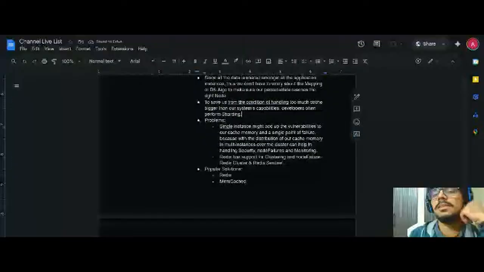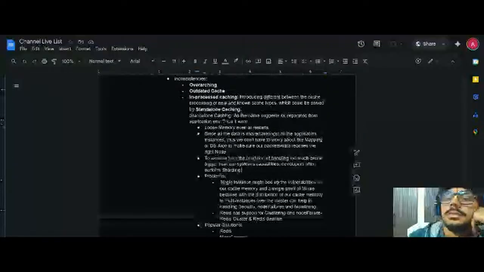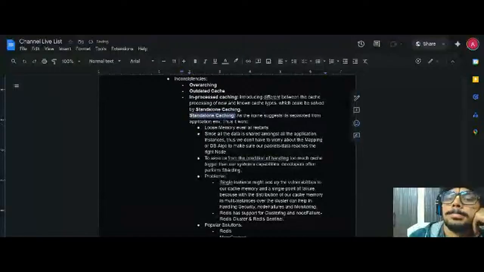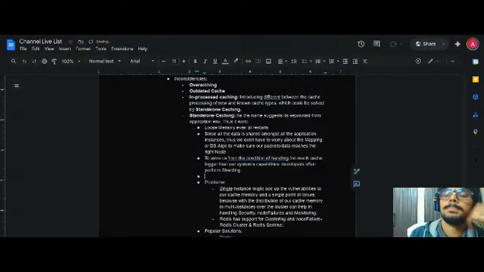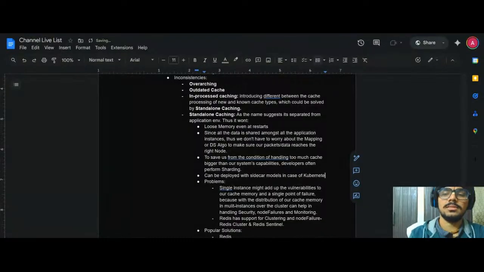Let's share it. Random caching can be deployed with sidecar models in Kubernetes.